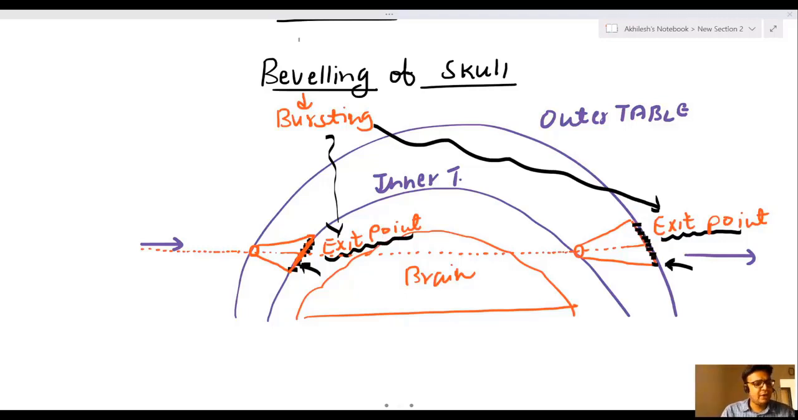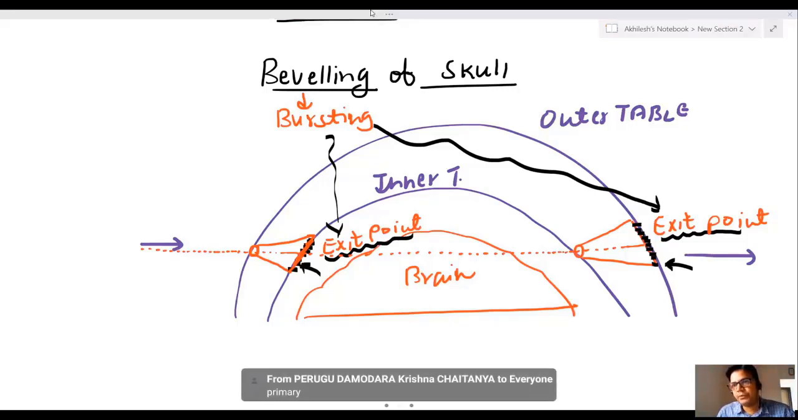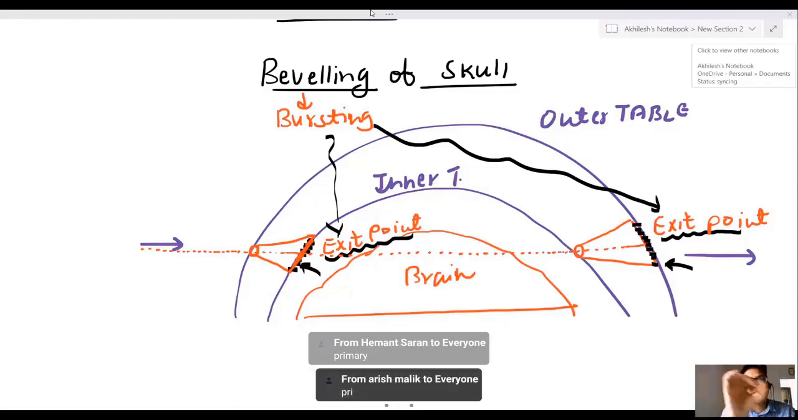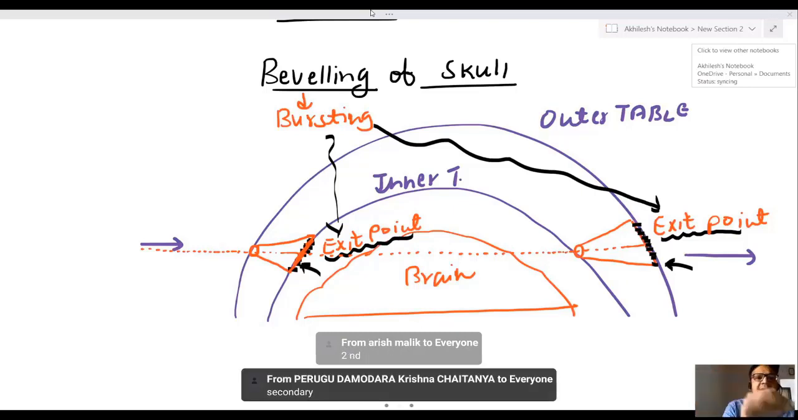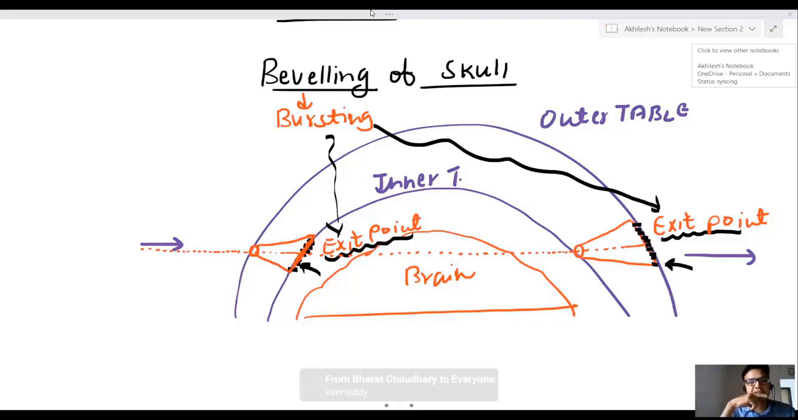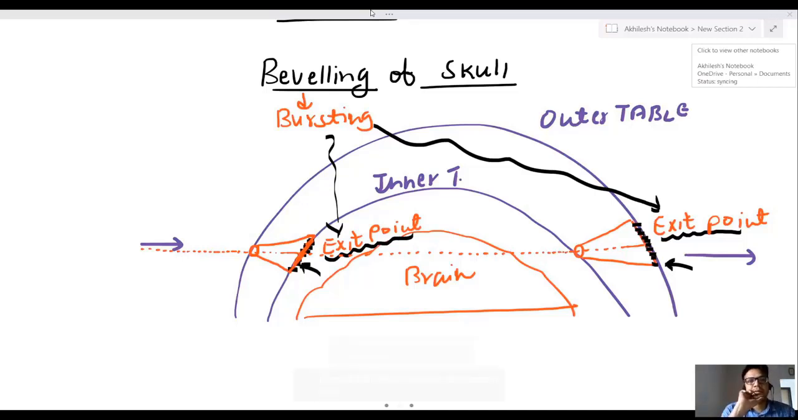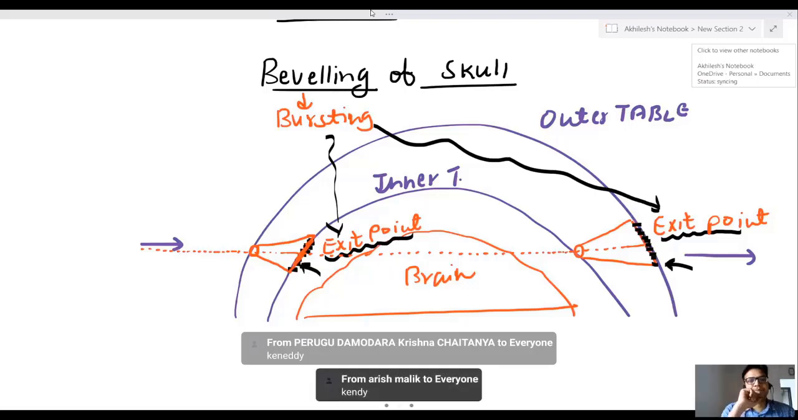Manufacturing company decides which marking of the bullet? Primary marking. Firearm fingerprint on the bullet is an example of primary marking or secondary marking? It is secondary marking. Surgeon alters the entry wound and exit wound. What is the name of the phenomenon? Kennedy phenomenon. Very good.